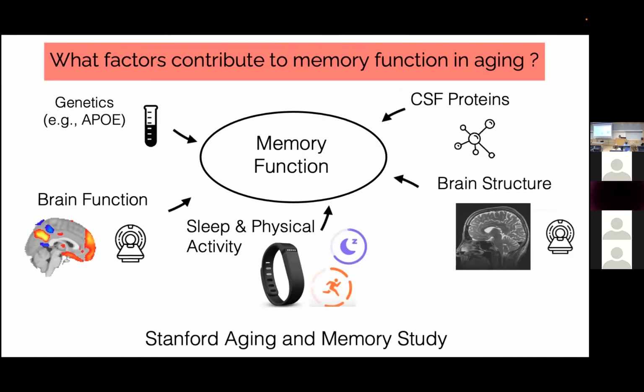Okay, and so I just wanted to summarize that, really what the goal of SAMS is trying to do is try to understand strong individual differences in memory and trying to see how we can predict memory changes in older adults and how these individual differences in memory early on in aging could be affecting the preclinical progression onto Alzheimer's disease.